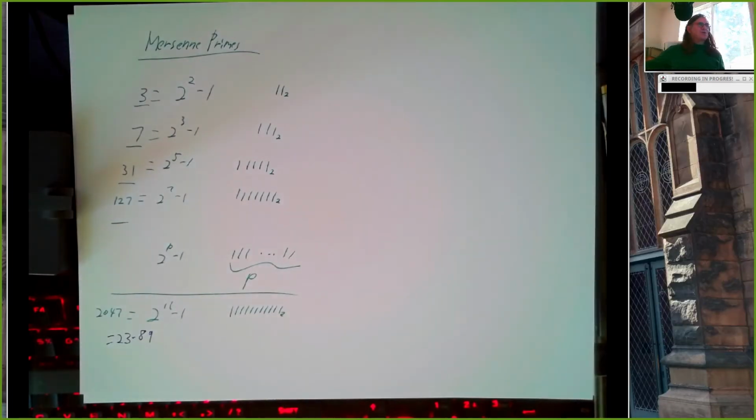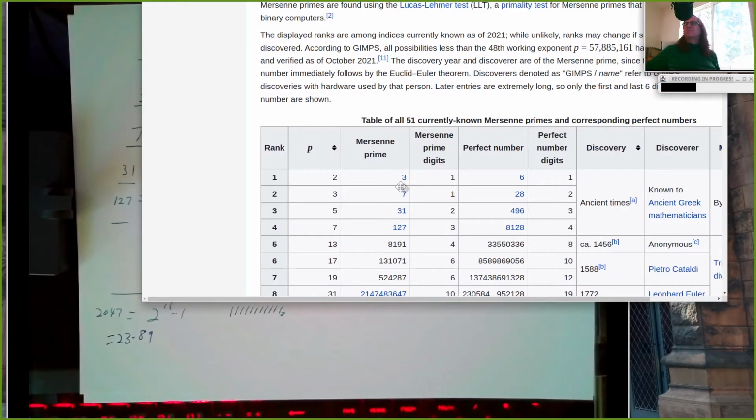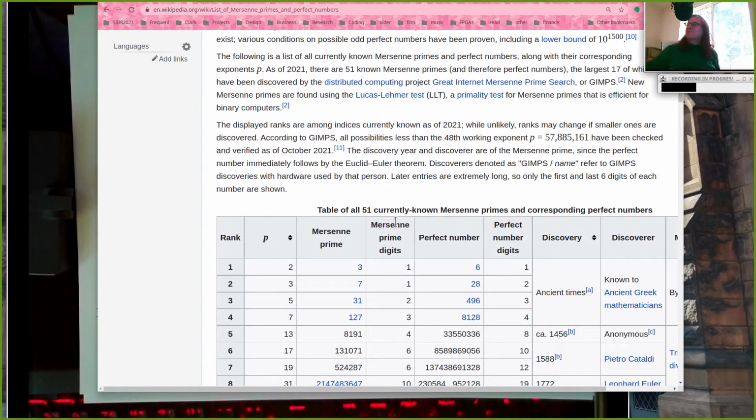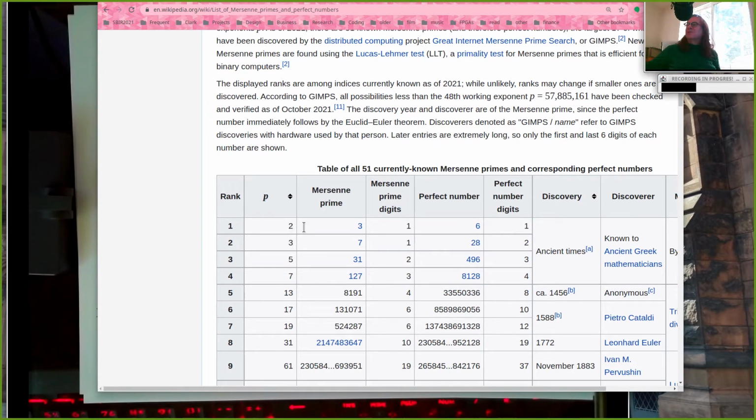And so in the quest for finding large prime numbers, people have looked at numbers of the form 2 to a prime minus 1. And a lot of them turn out to be prime. And so there's 51 known Mersenne primes right now. So there's the first few. 2 squared, cubed, 5th, 7th. 2 to the 13th gets you back to a prime, and so on. So these first few, under discovery, it says ancient times. 2 to the 13th was 1456 by someone who wished to remain anonymous or simply wasn't known. And then this person found 3 of them, right? And so the number of digits in the prime, well, this is a 6-digit number.